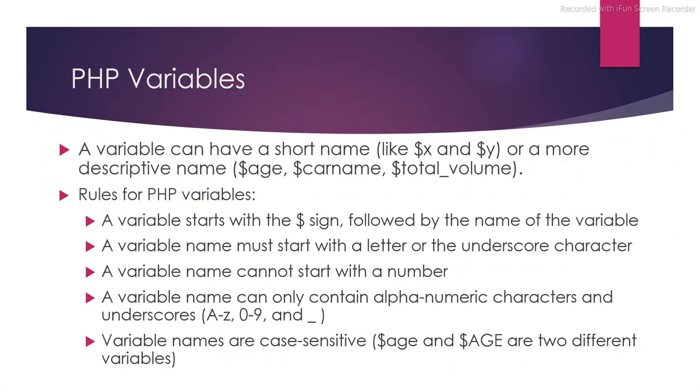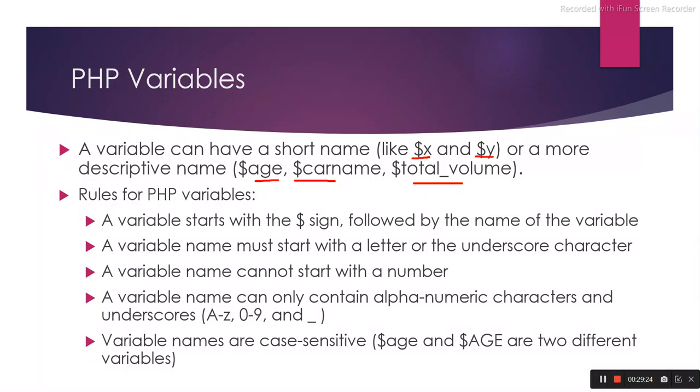Then, how do you declare a variable? Just like the rules available in C and C++, here also you have certain rules to declare variables. The variable I declared in the previous example, $name, is one variable. Like that you can declare any variable, like $x, $y, $carname, $totalvolume, $age. These are all valid variable names.